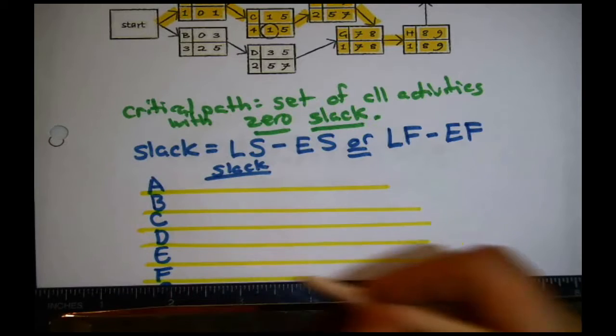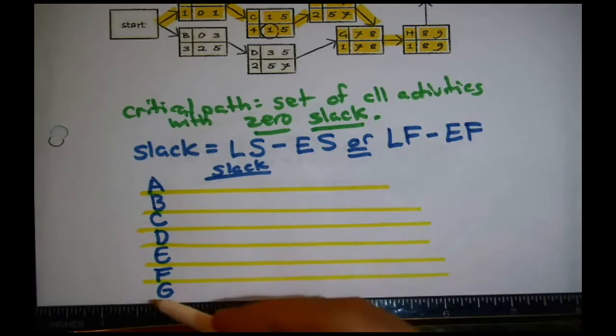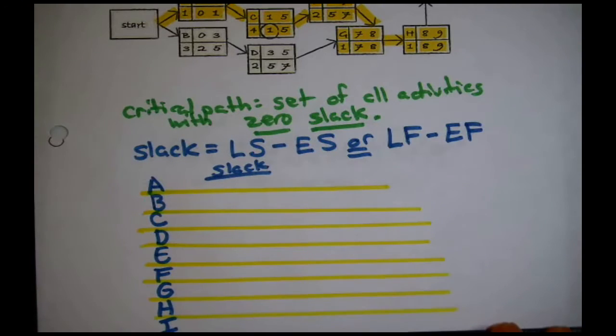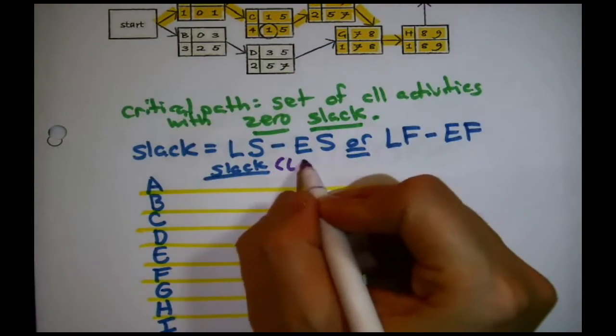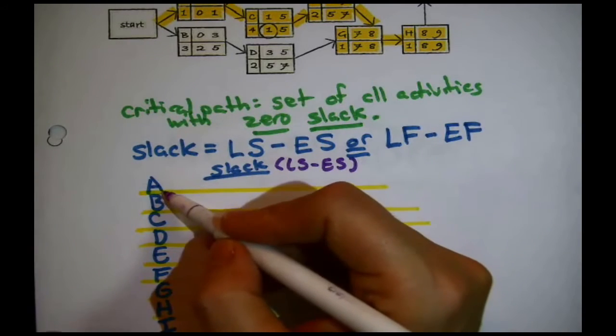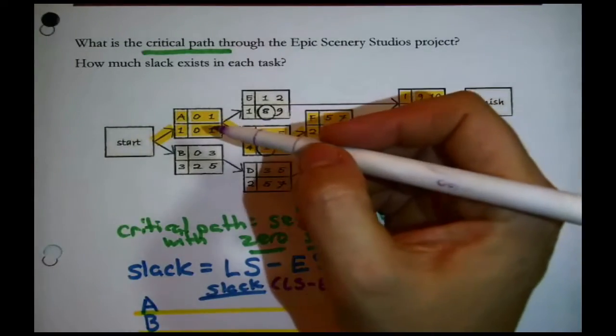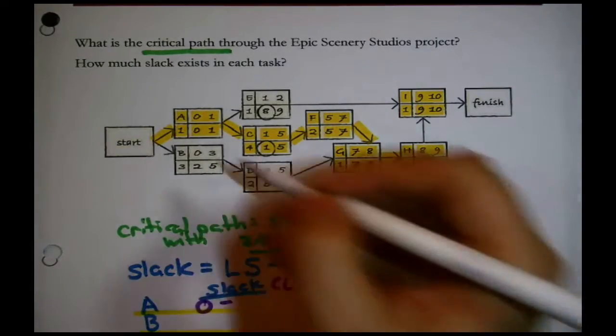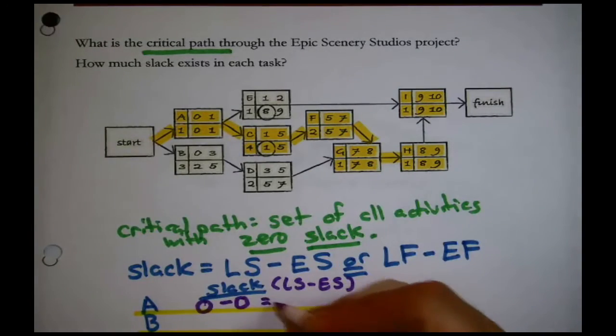Now, in saying that you can use either, bear in mind what that means is you get the same answer either way. If you get different answers, that tells you there's something wrong with your math. You've made a mistake someplace. Now, in my notes, what I used was LS minus ES. But this works just as well. What is the slack in activity A? Look at the start times. The late start time for A is 0, minus the early start time for A, which is 0. The slack is 0.